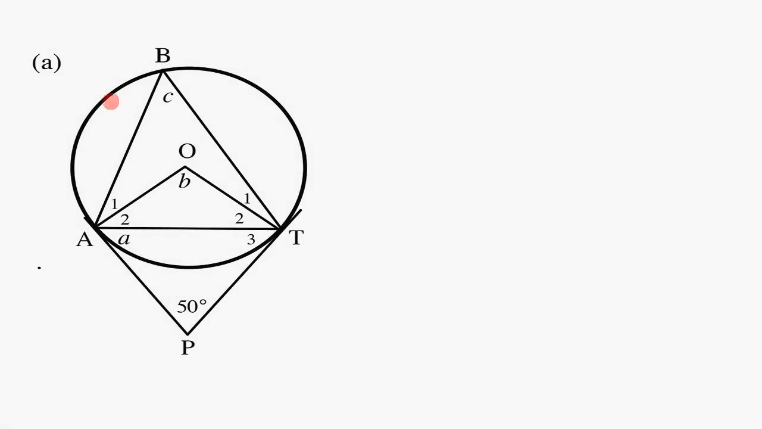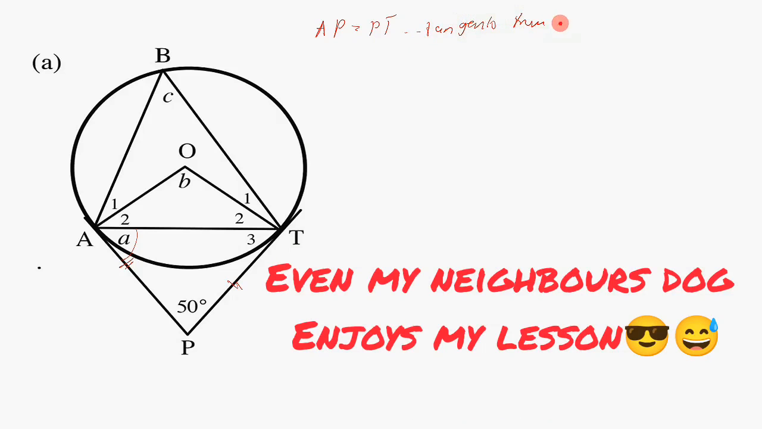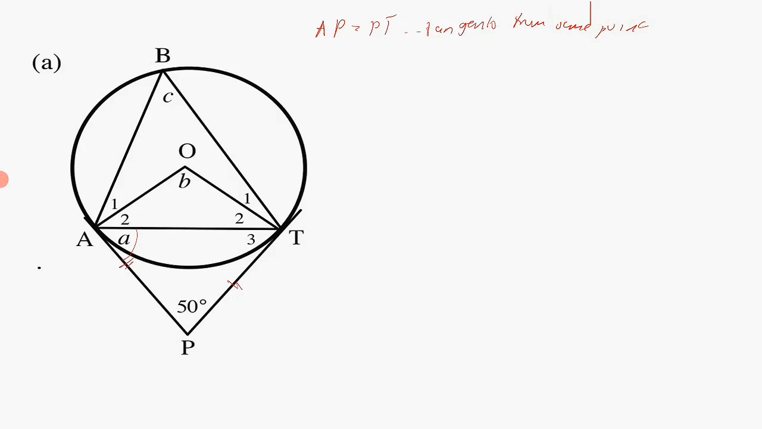In this activity, we are required to find the missing values A, B, and C, right? In order to calculate A, let's check. We can see that AP will be equal to PT. What's the reason for that? We say AP is equal to PT because these are tangents from the same point. AP is a tangent to the circle and PT is a tangent to the circle. So we say tangents from same point, and if we have tangents from the same point, they are equal, right?